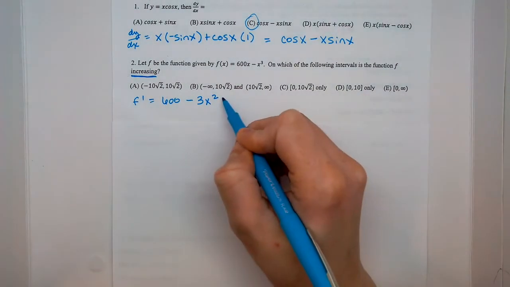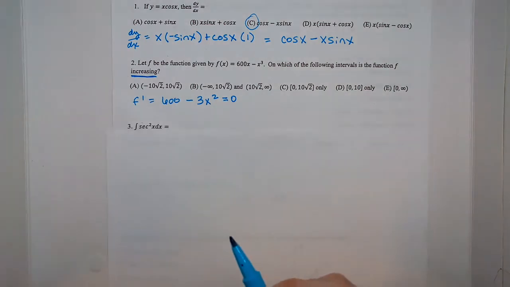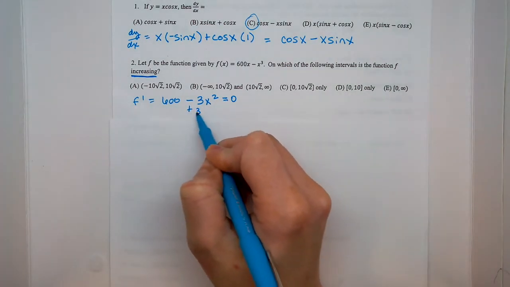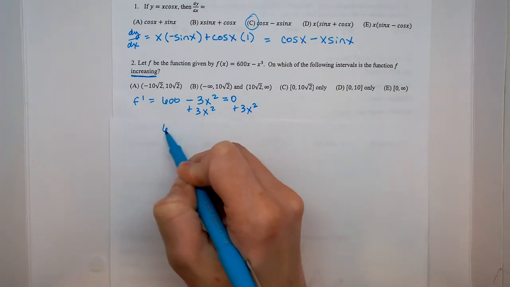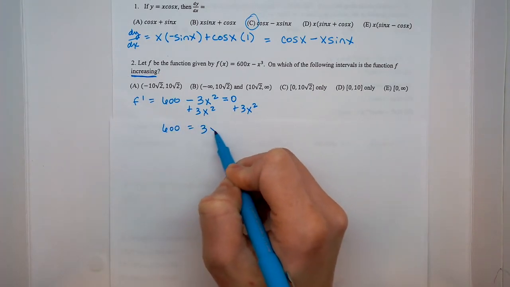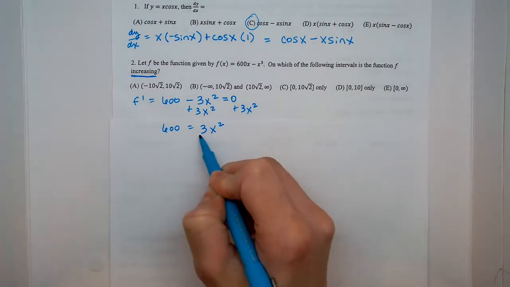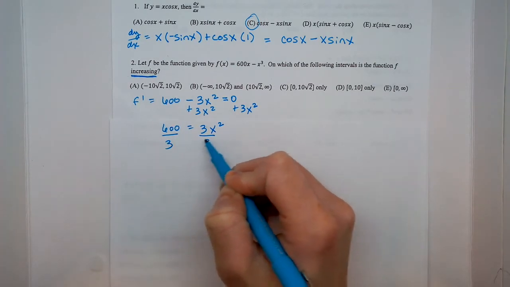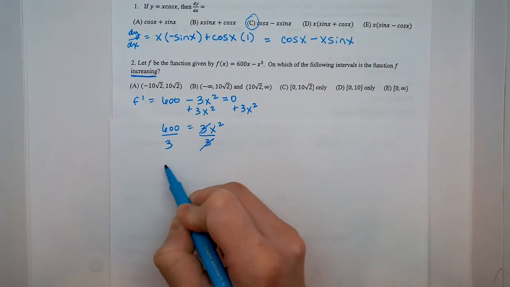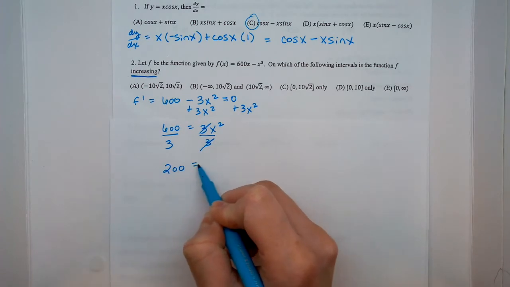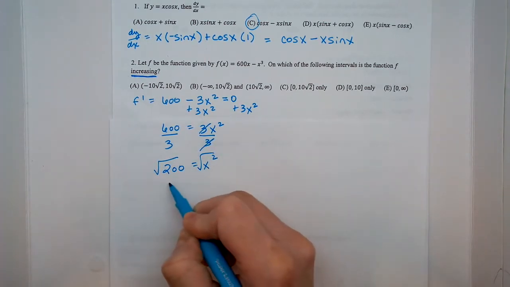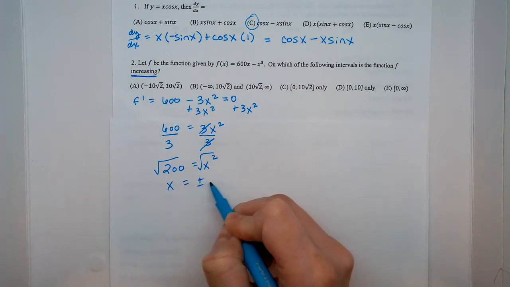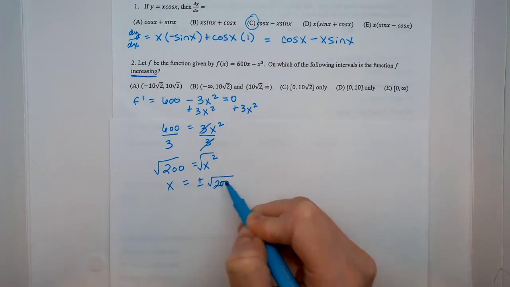Now we're going to start with the critical values by setting this equal to 0. So let's add 3x squared to both sides so that we have 600 is equal to 3x squared. Now divide by 3. 600 divided by 3 is 200. Now take the square root to get rid of that x squared. So we have x is equal to plus or minus the square root of 200.